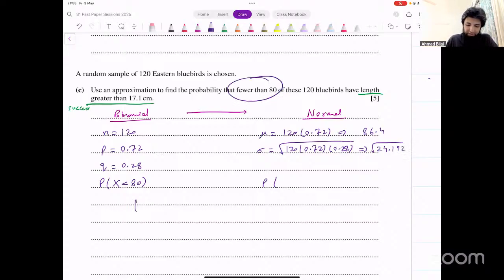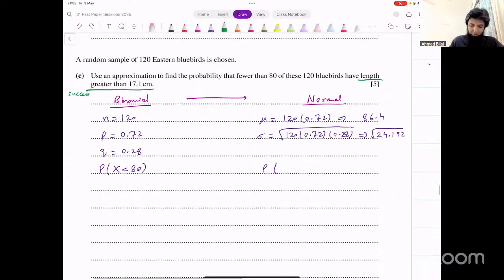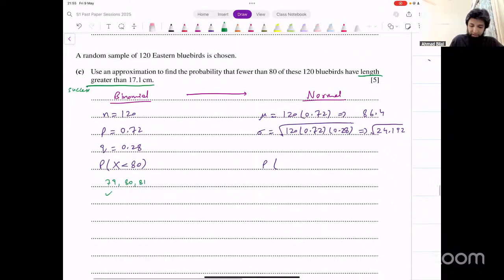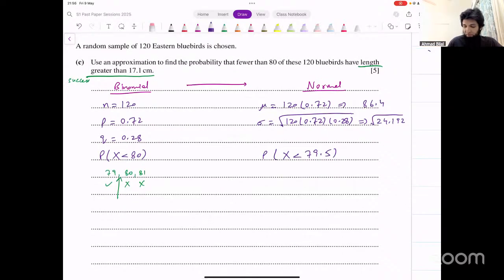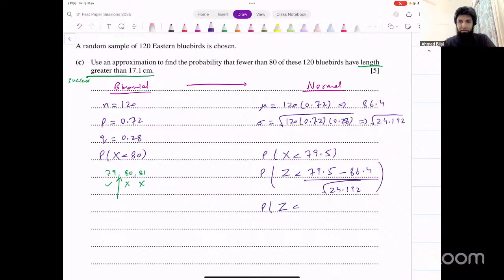Now we have to do continuity correction. Fewer than 80 means less than 80. Now use these numbers: 79, 80, 81. Is 79 included? Yes. 80? No. 81? No. So the decision changes here. Use their midpoint. X is less than 79.5. This is what you have to find out now. Using normal distribution converted to Z, first of all, Z is less than 79.5 minus 86.4 divided by the standard deviation, which is square root of 24.192. Figure out what this value turns out to be. Z less than some negative value. What's that?